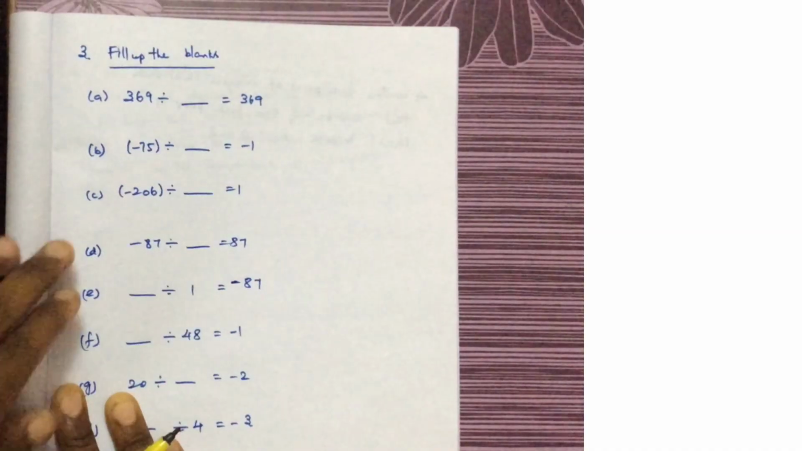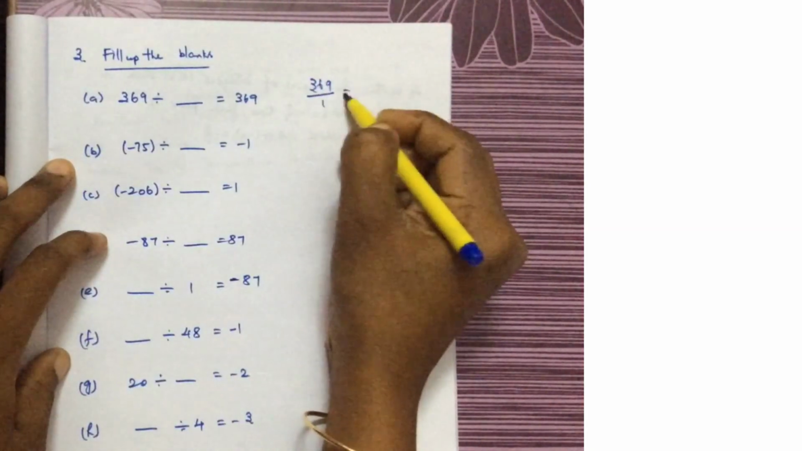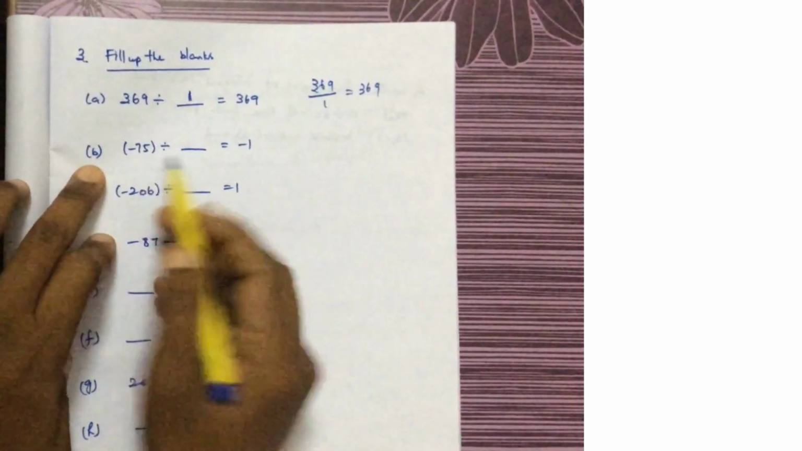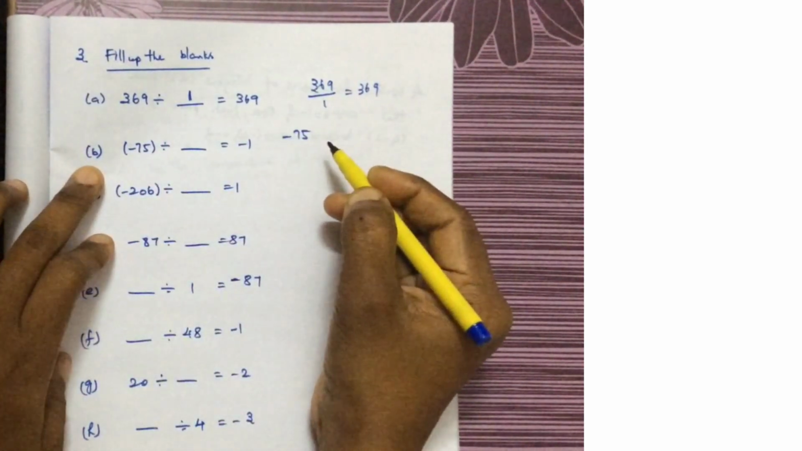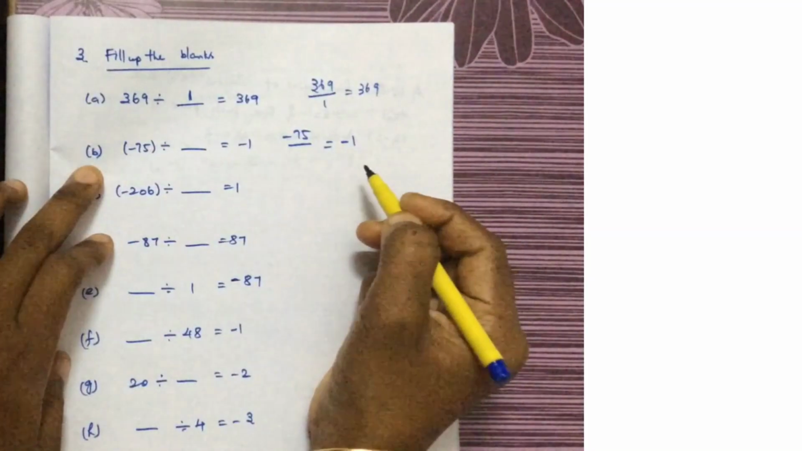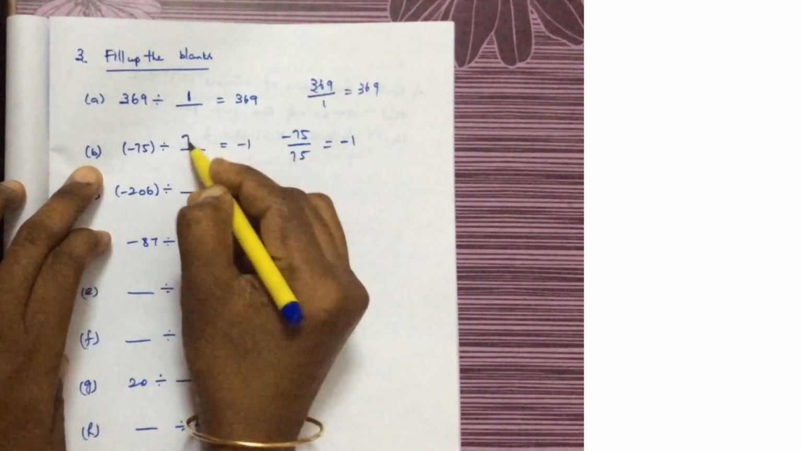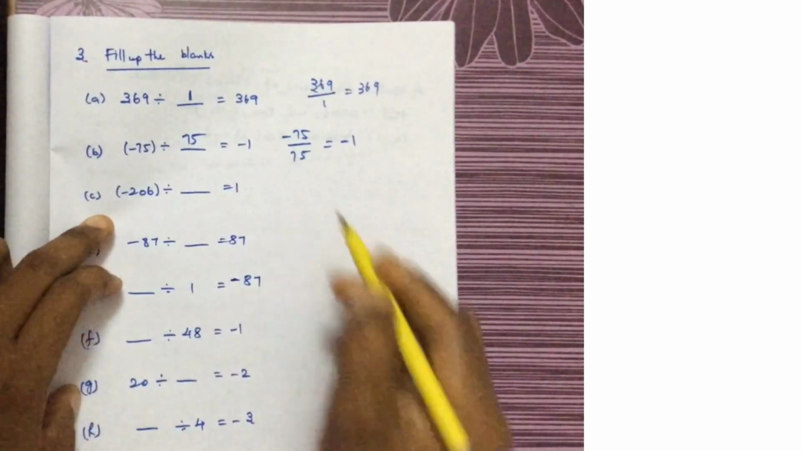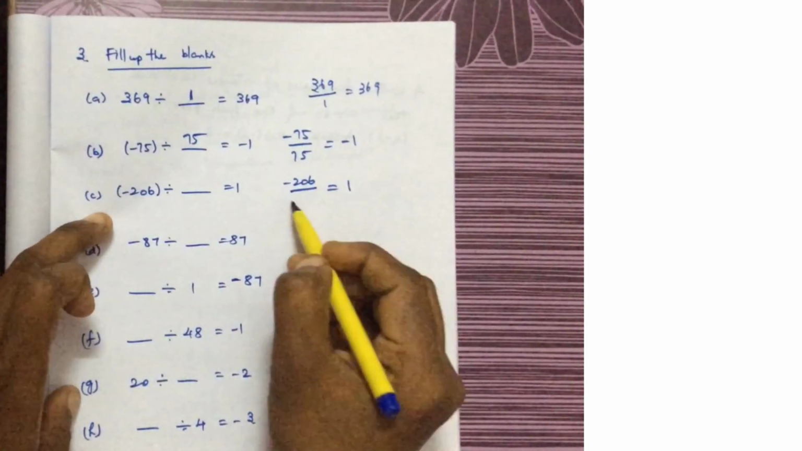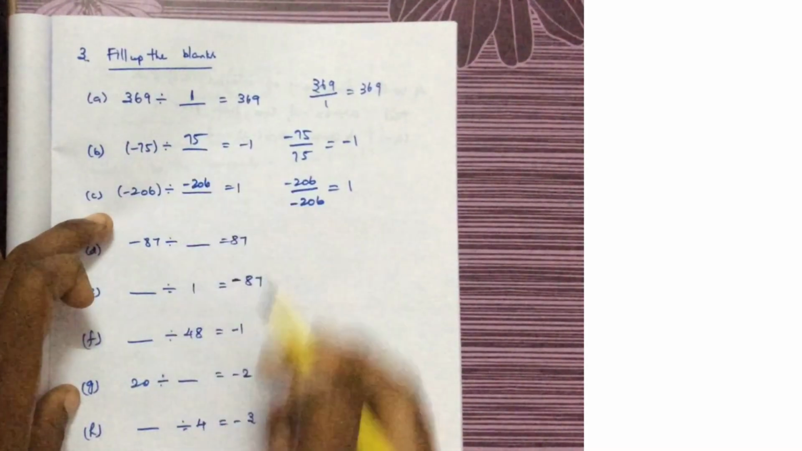Okay. Now fill up the blanks. 369 divided by 1 is 369, so it is 1 here. Here you can say it is minus 75. Minus 75 divided by some number is equal to minus 1. So this should be 75. The 75 ones are 75, this minus will come here. Next one is minus 206 divided by some number is 1. It should be the same, minus 206. So minus will get cancelled, the answer is 1. So it is minus 206.